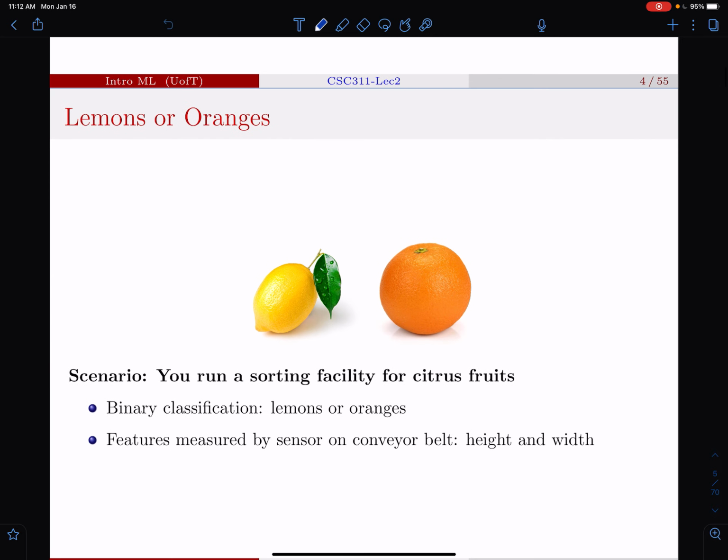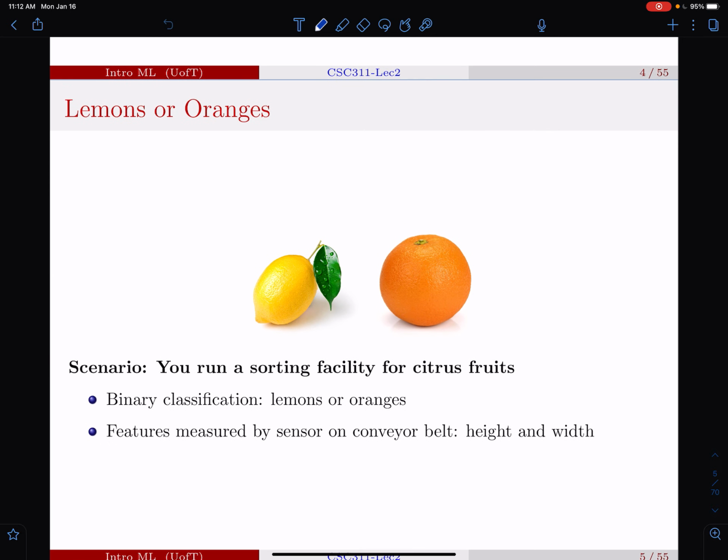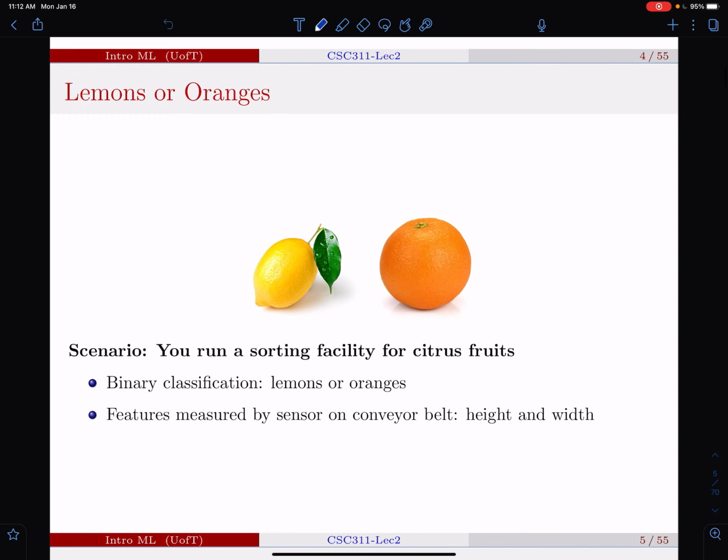So to motivate decision trees, let's suppose we're running a factory and you're the manager of this factory, where you're trying to sort different types of citrus fruits. So you have lemons and oranges coming in, and suppose you have some conveyor belt that measures the height and the width of each of the citrus fruits, and your goal is to determine whether the fruit is an orange or a lemon.